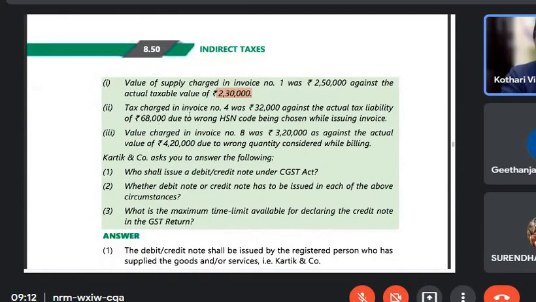Tax charged in invoice number 4 is 32,000 against actual liability of 68,000 due to wrong HSN code. So what was the tax charged? 32,000, but actually how much should he charge? 68,000. That means he has charged less than what he has to charge. The supplier has to issue a debit note for the difference in tax value.